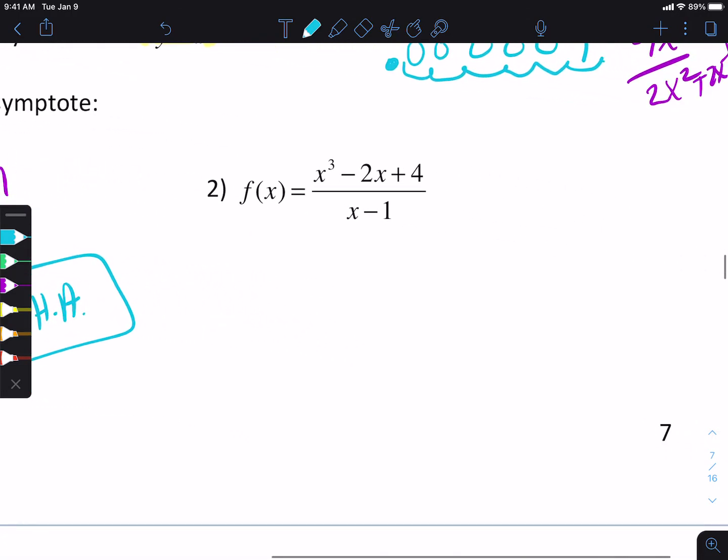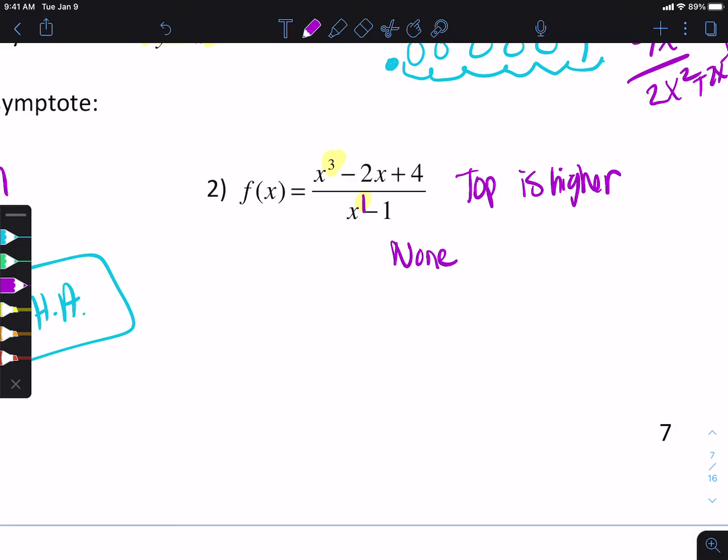Okay? If we look at this next one, again, we're going to compare the powers. So we have 3, 1, none. So 3 is our highest power, so our degree is 3 on the top. On the bottom, we have x minus 1, so our degree on the bottom is the unsaid 1, right? So that means that the top is higher. If the top is higher, that means that there's no horizontal, but there is a slant. We haven't talked about how to get the slant yet, but there is a slant, okay?